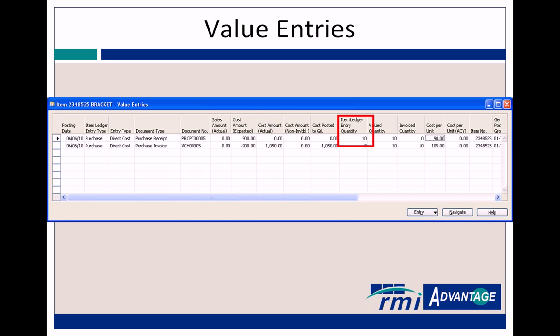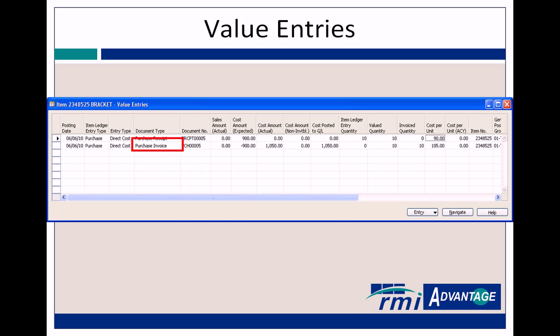And our item ledger entry is 10. And what this signifies is that we are accounting for it in our inventory. Our quantity on hand has increased based off of the purchase receipt. And in our invoice quantity, we have 0 because again, we haven't posted our vendor invoice. We've only posted the receipt of those items. The cost amount per unit is $90 because that's what we anticipated paying when we posted our purchase receipt.